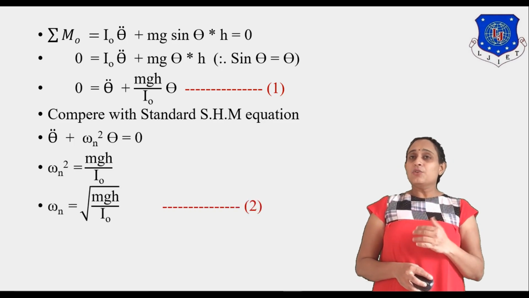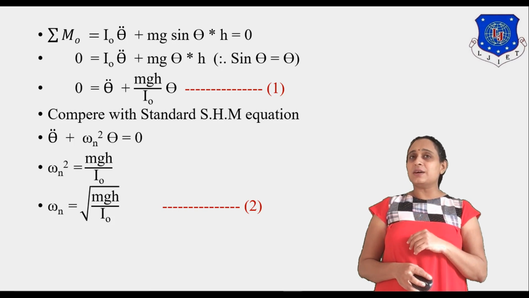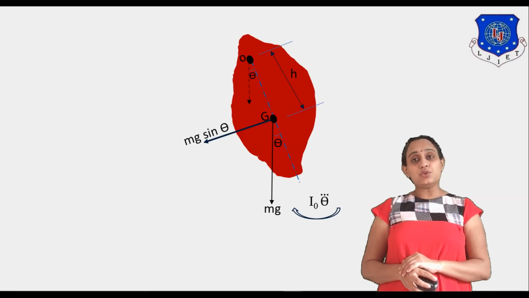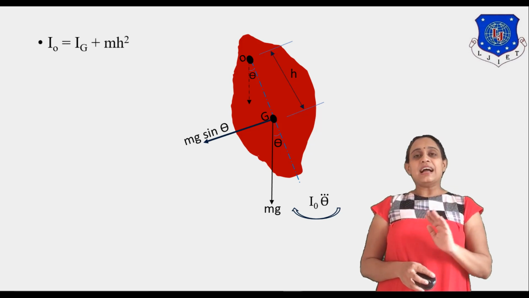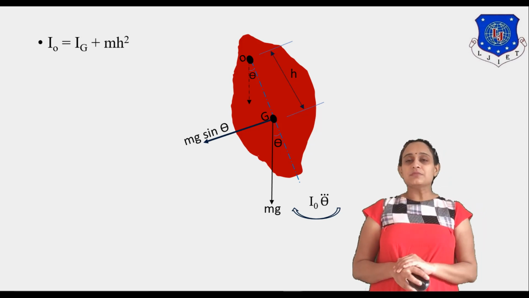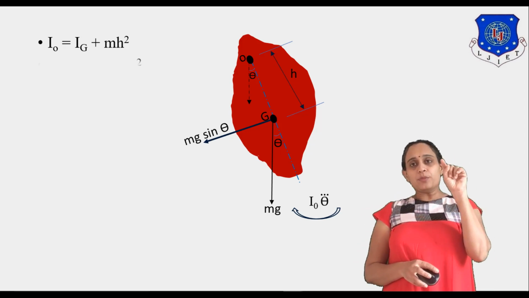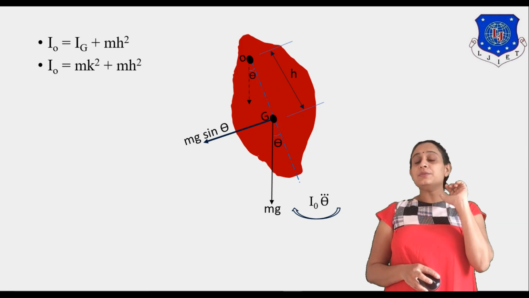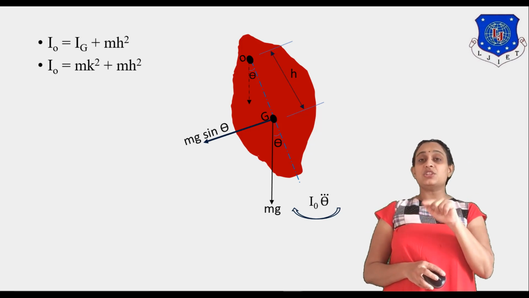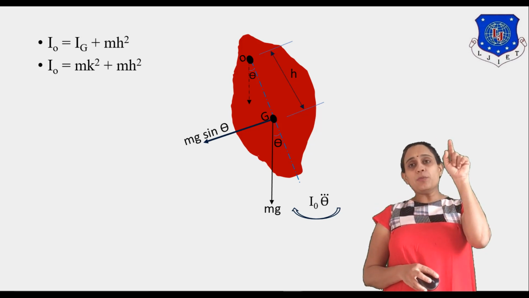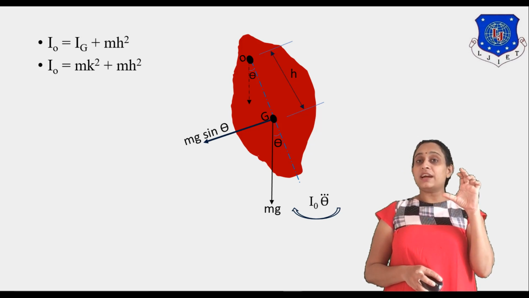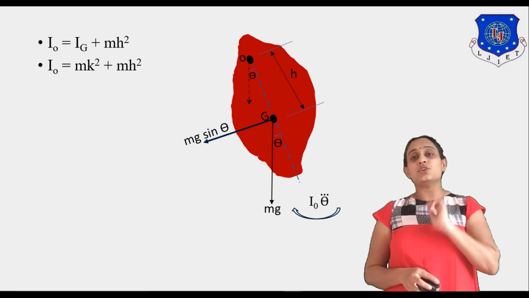And what is the final frequency of the system? For this, we have to solve for the I0 value. I0 is equal to Ig plus mh square. Now how does this come? From this O point, we have the center of gravity G, and we have Ig, the mass moment of inertia at G. But the O point is at height h, so we add mh square to that.